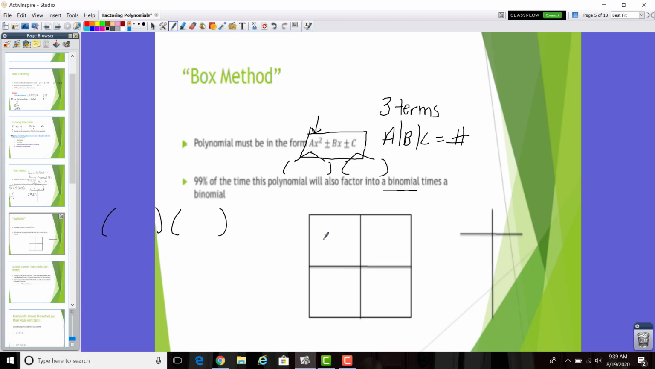To use this box, I'm going to put my ax squared term here and my c term here. Now I need to complete this box, and to do that I am going to go over here and use a chart.